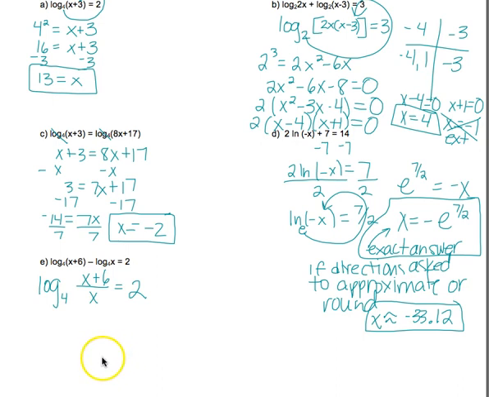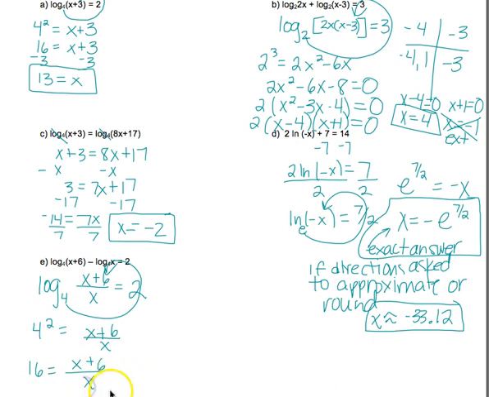Now it's a single log, and that single log is all by itself. There's nothing multiplied, there's nothing added or subtracted on the end. It's just the log, the base, and the input. So that means I can go ahead and use my swoop. 4 to the second power equals x plus 6 over x. And so 4 squared, of course, is 16.